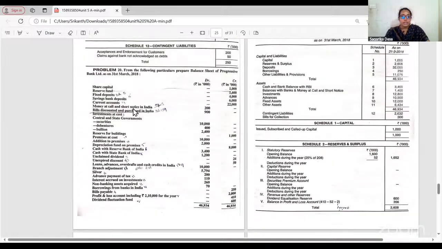Then money at call and short notice is schedule 7. Bills discounted and purchased is schedule 9. Investments, all these investments are included in schedule 9.